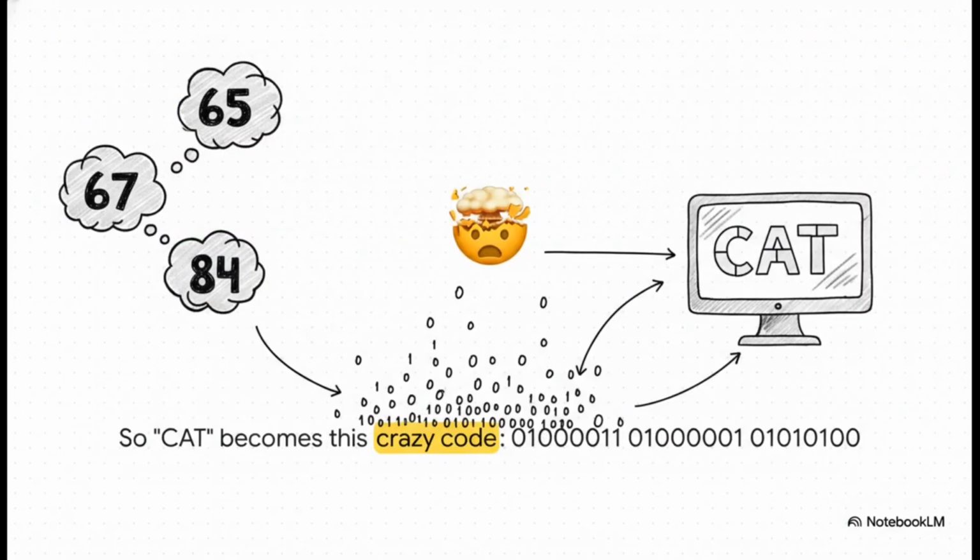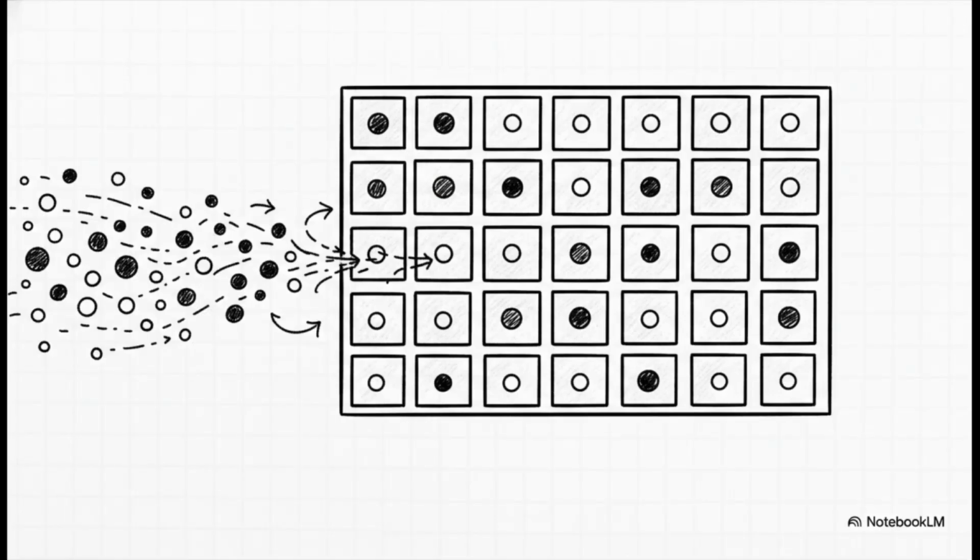Which means our numbers, 67, 65, and 84, get translated again. And this is what the word cat actually looks like to your computer. This absolutely wild string of 1s and 0s. Yep, believe it or not, that says cat. Okay, now that the computer has the code in a language it gets, it needs a place to put it, so it stores all those 1s and 0s in its memory. You can think of memory like a giant wall with millions and millions of tiny little boxes, and each box can only hold one tiny switch, either on or off, a 1 or a 0.